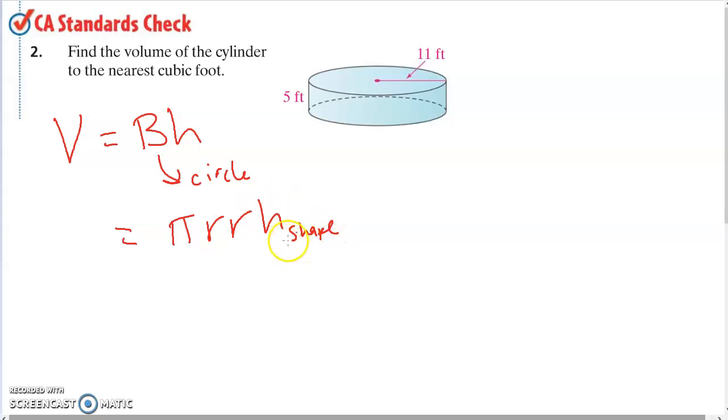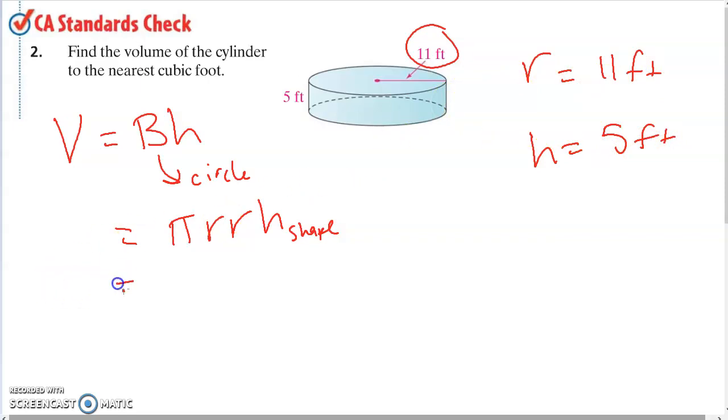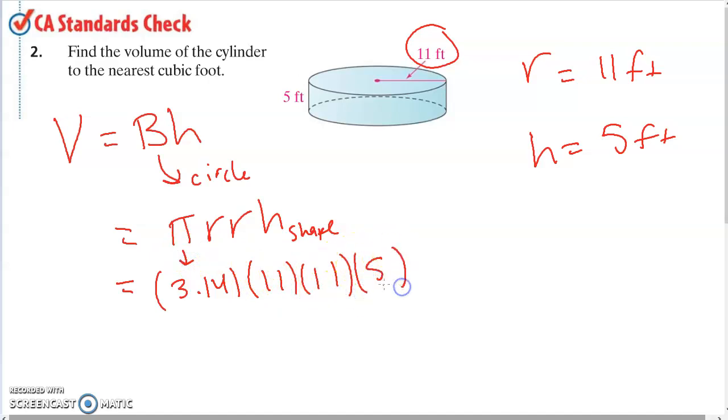Cool. In order to solve this one, we need to figure out what is the radius and what is the height of the shape. The radius is going to be 11 feet because it starts from the center and goes to the outside. This is 11 feet. And the height of the shape is 5 feet. So if we plug all of this stuff in, pi is the same thing as 3.14. The radius is 11. The radius is still 11. And the height of the shape is 5.